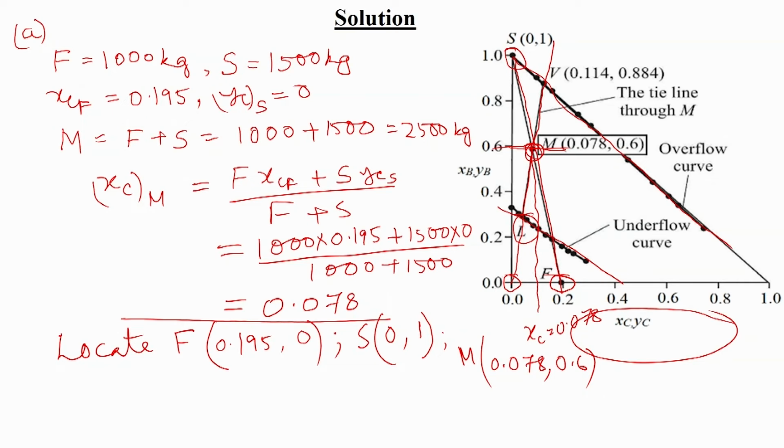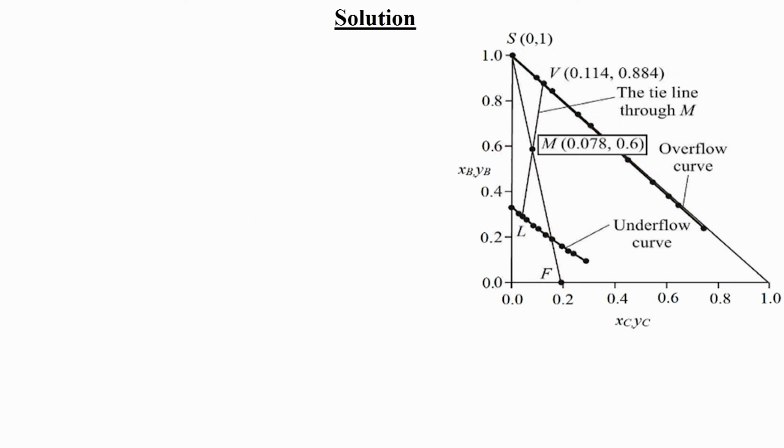This overflow line means it will be touching at V. So, now we have F, we have S and we have this mixture. Okay. Now, we are drawing this straight line, which, as I told, is the tie line for this one, and now it is converting into V and L. So, from this diagram we will be getting all these compositions.